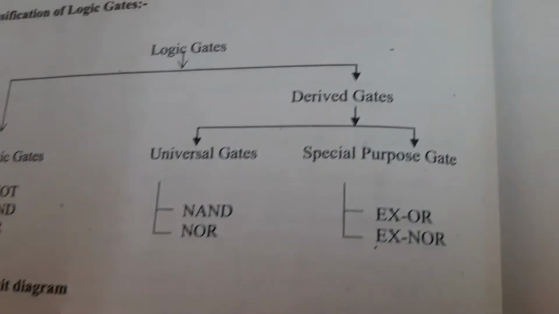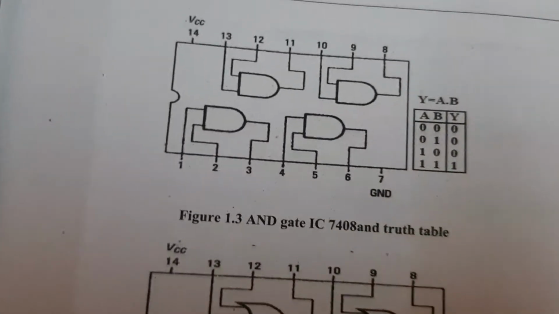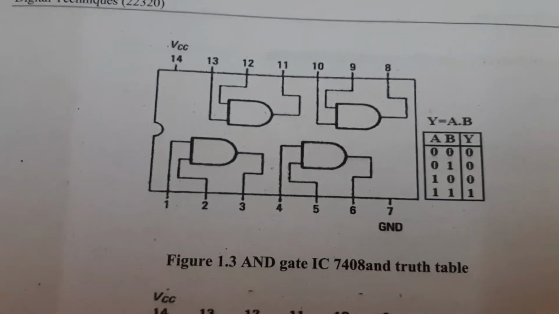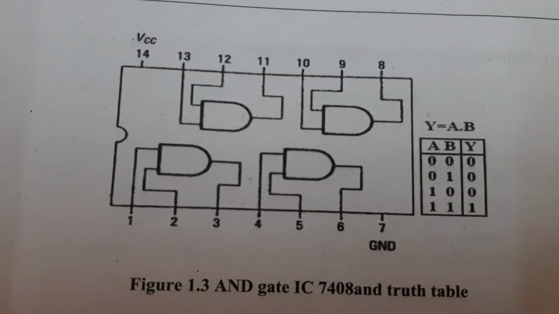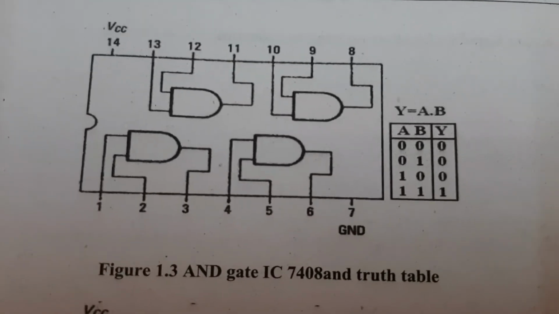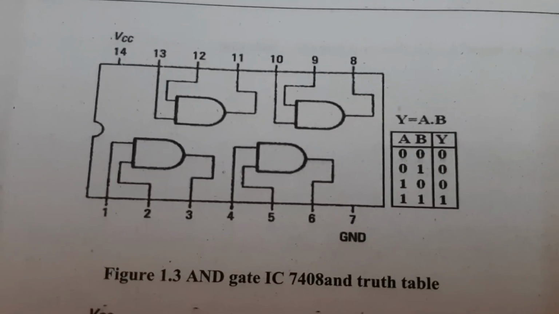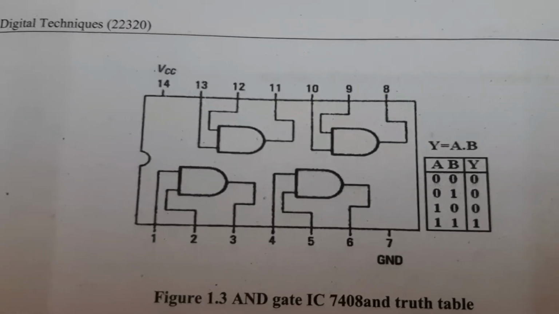Initially we will perform the testing of IC 7408, that is the AND gate. You can see here the pin diagram of 7408. It has four 2-input AND gates, and the truth table is also given. The output is on whenever all the inputs are on. Now we will make the connections of this module.